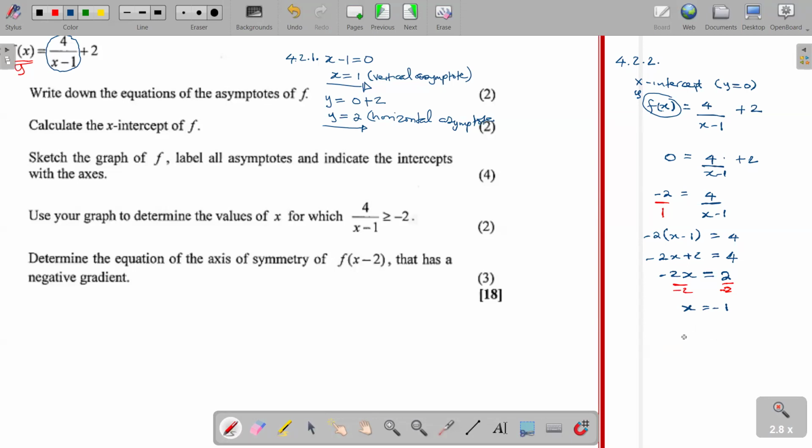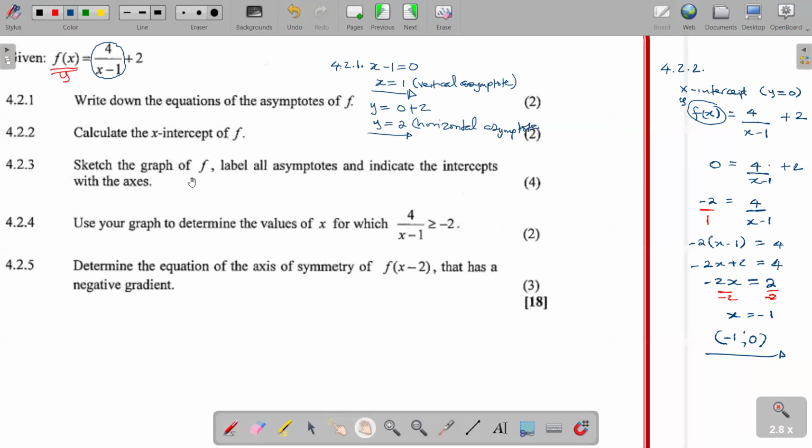Therefore, we can just say that our x-intercept is given by the coordinates (negative 1, 0). I recommend that you write the answer in coordinate form, even though in this case they did not specify. Leave the answer in coordinate form. Then we go to the next question, which is 4.2.3.